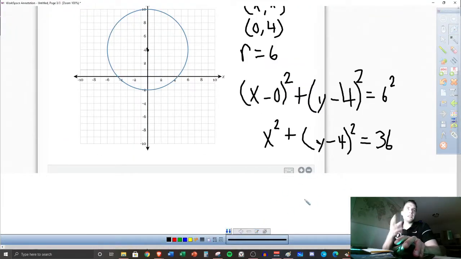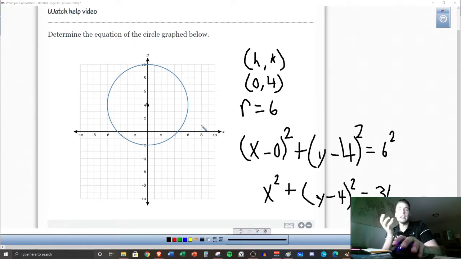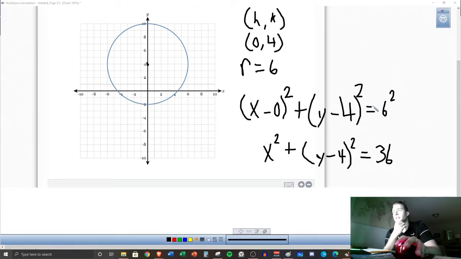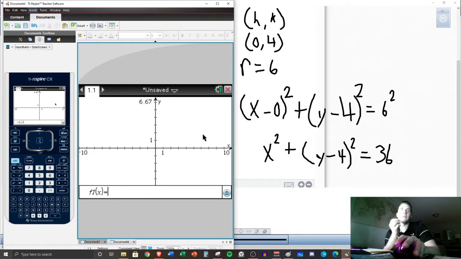Now, something else that I think is going to be very important is I want to know, how can we get a circle on our graphing calculators? If we look at this equation here, x squared plus (y minus 4) squared equals 36, how can we type that into our calculator? If I pull up my Inspire, and I don't have the emulator, by the way, for the 80 series, unfortunately, so those using TI-80s, you're just going to have to listen along instead of see.